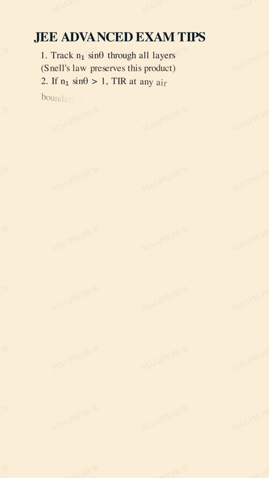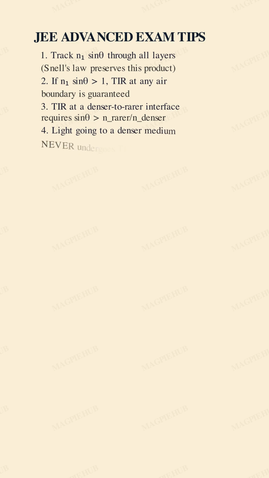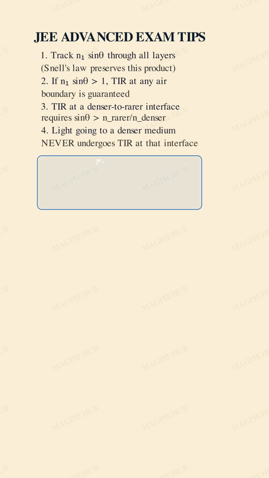Exam tips for JEE Advanced. Tip 1. Always track the product N sin theta through every layer. Snell's law preserves this quantity at each boundary. Tip 2. If N1 sin theta exceeds 1, total internal reflection at any air boundary is guaranteed, regardless of intermediate layers. Tip 3. TIR at a denser to rarer interface requires sin theta greater than N rarer over N denser. Tip 4. Light going towards a denser medium can never undergo total internal reflection at that interface. Remember these key formulae for refraction problems.